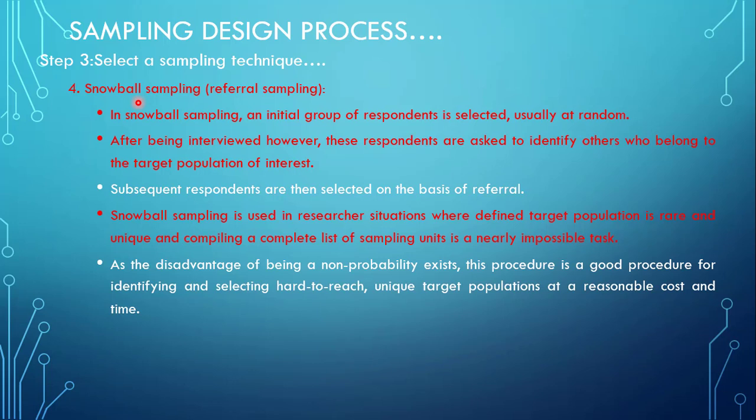In snowballing, you are going to use it if the target population is rare, if the target population is unique, and if the target population is unreachable, nearly impossible to address, or nearly impossible to get information from those individuals.